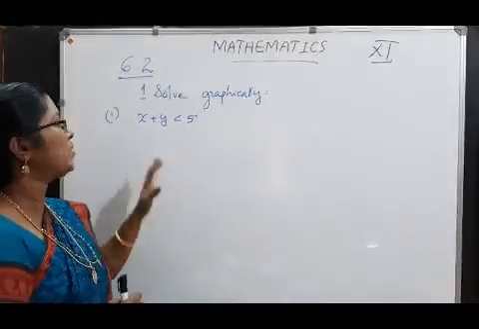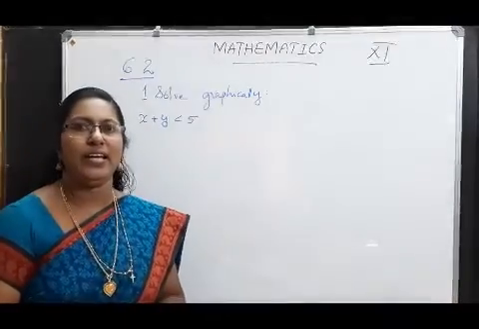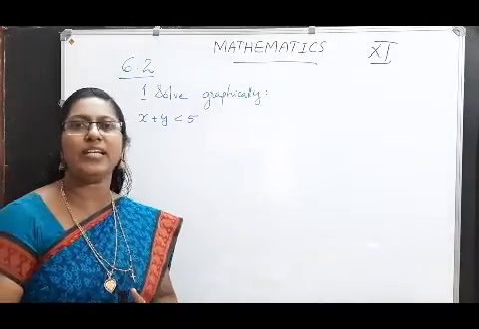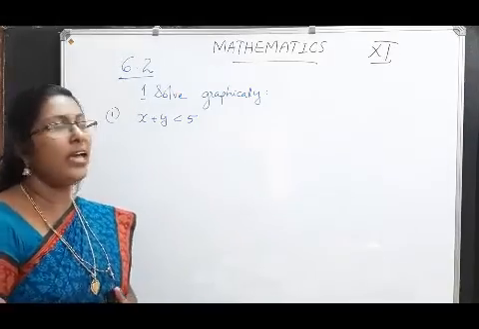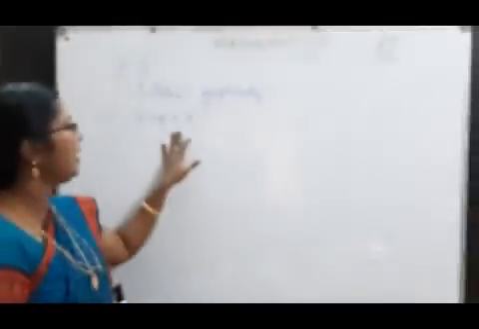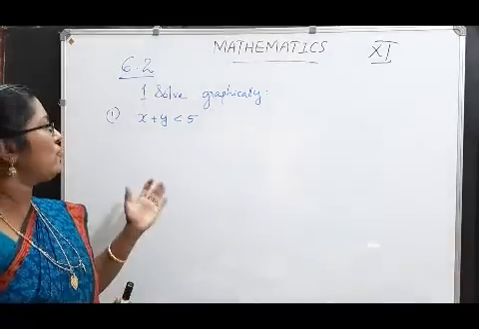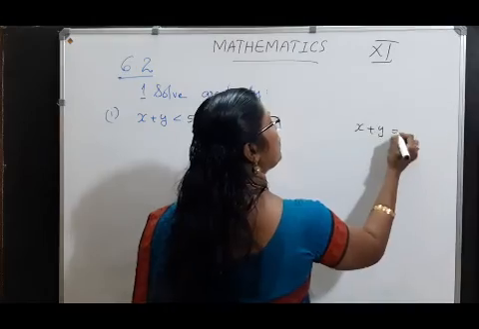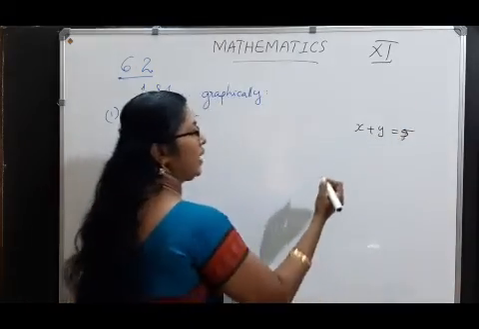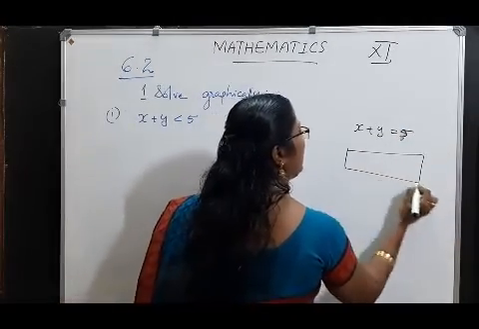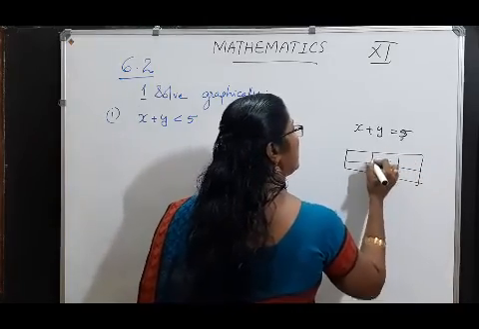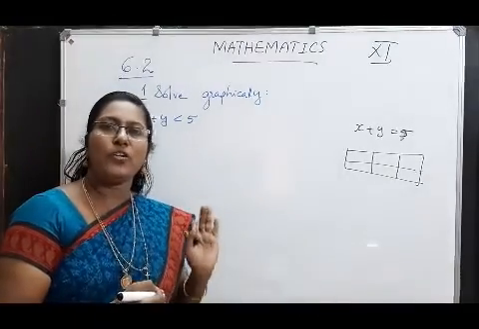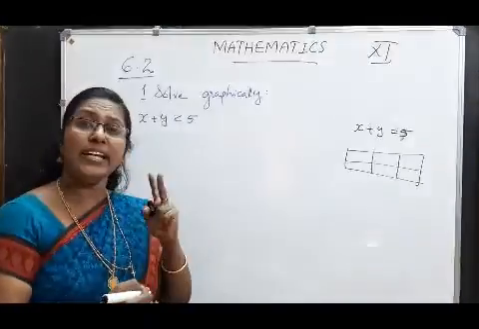The first question is x plus y less than 5. In class 10 you studied how to represent a linear equation graphically. The same way here, instead of an equation, we have the inequality less than. So first of all, consider x plus y equal to 5. Then when we plot, we want to find points. A linear equation or linear inequality is always a straight line. When we draw a straight line, we want at least 2 points.